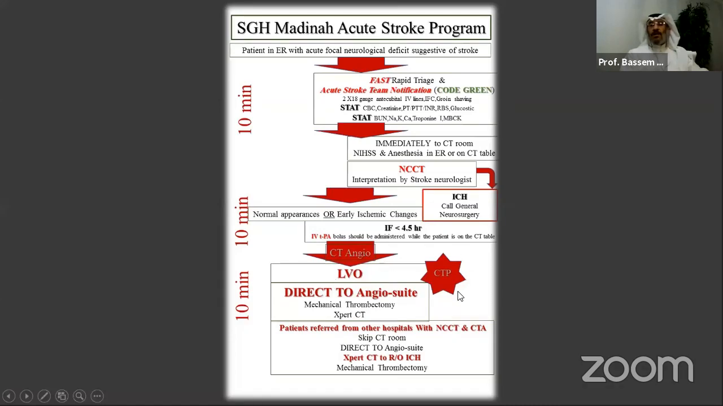If the patient arrives before 6 hours, we don't need the CT perfusion. If it is after, then we proceed also with CT perfusion.